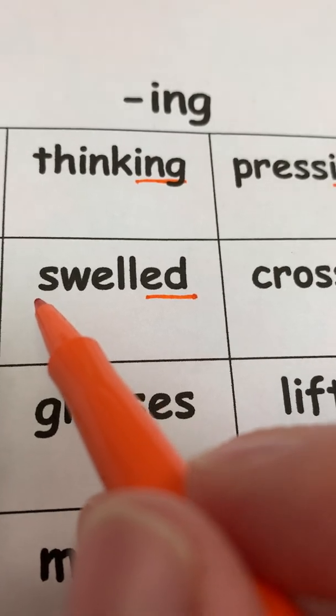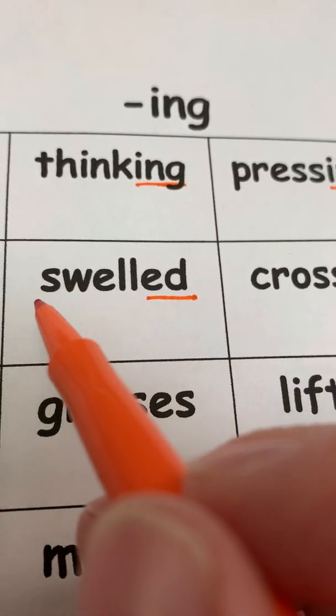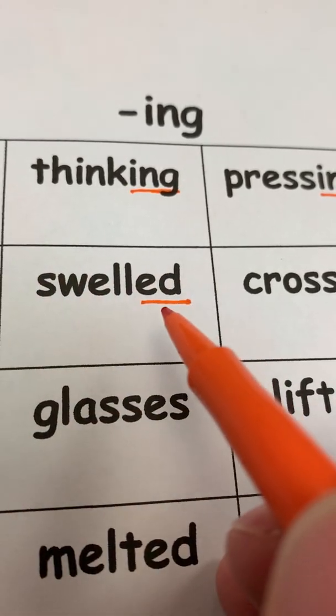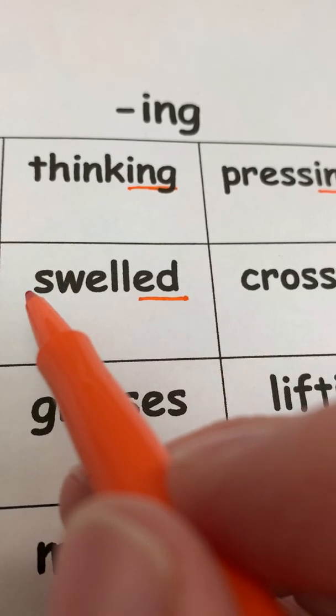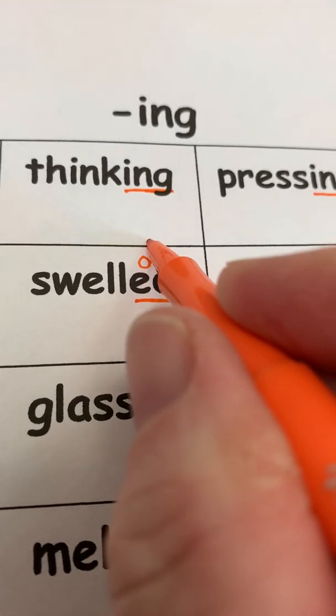All right, the next word has an ed. Let's take a look at this word from left to right. Swell. The root word is swell, but we've got to put this ed at the end of it. Remember, ed can make 3 sounds. Swelled. It says duh. Swelled.